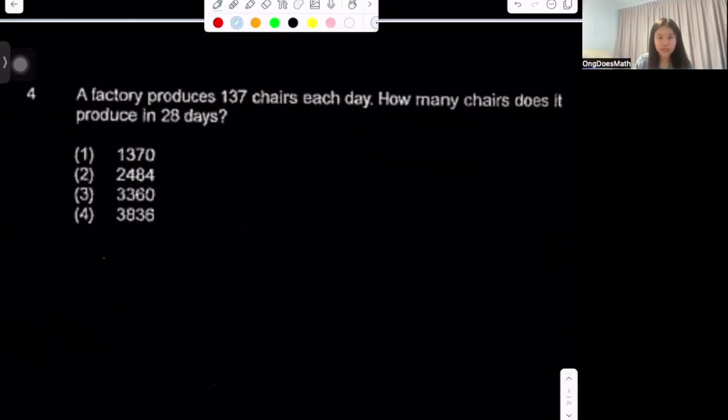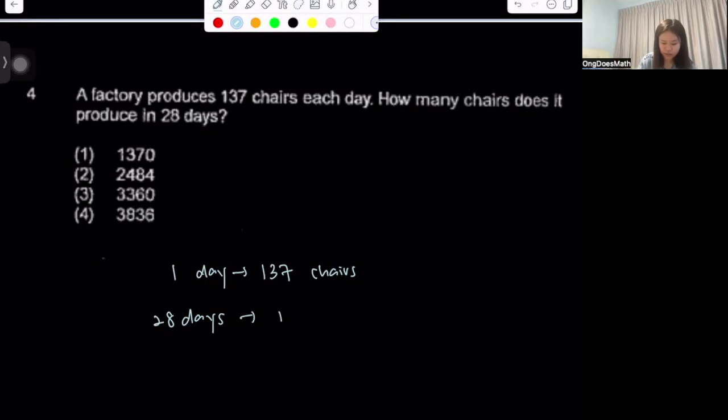A factory produces 137 chairs each day. How many chairs does it produce in 28 days? So one day, the factory can produce 137 chairs. Which means in 28 days, the factory can produce 137 times 28 chairs. This should give you 3836. Hence answer is option 4.